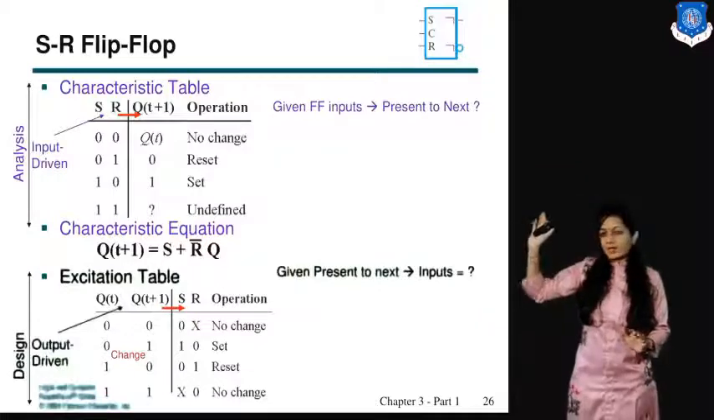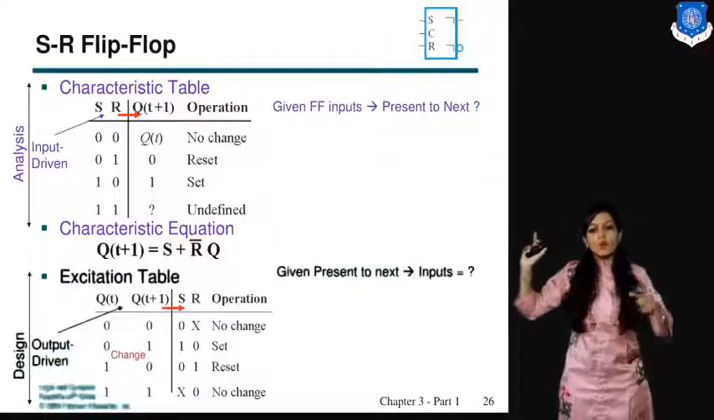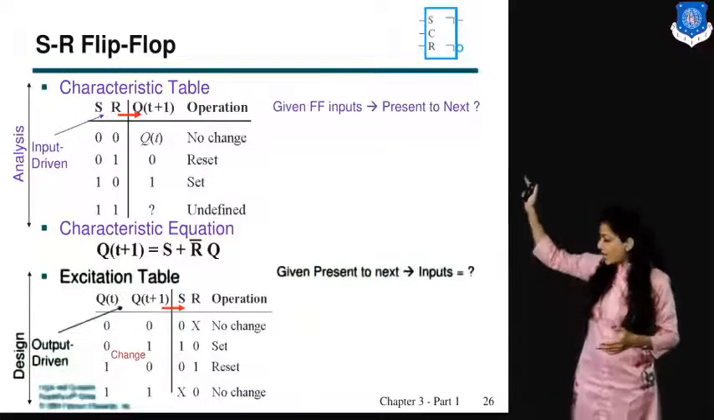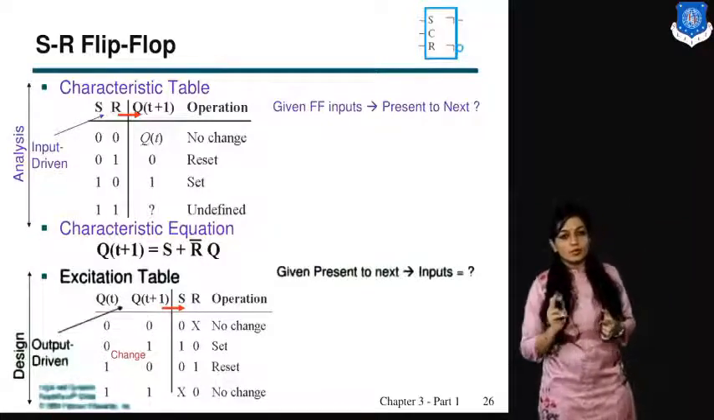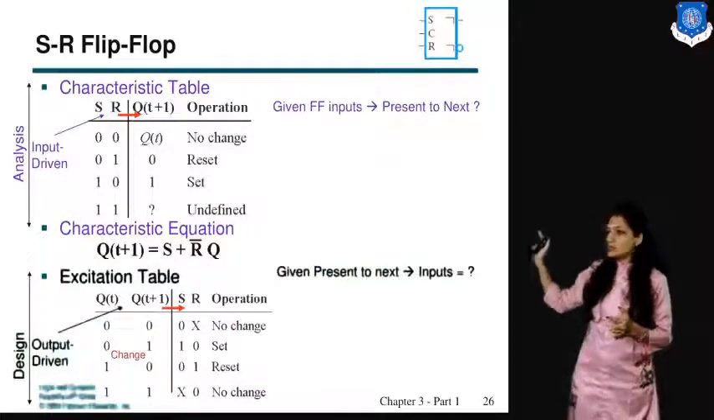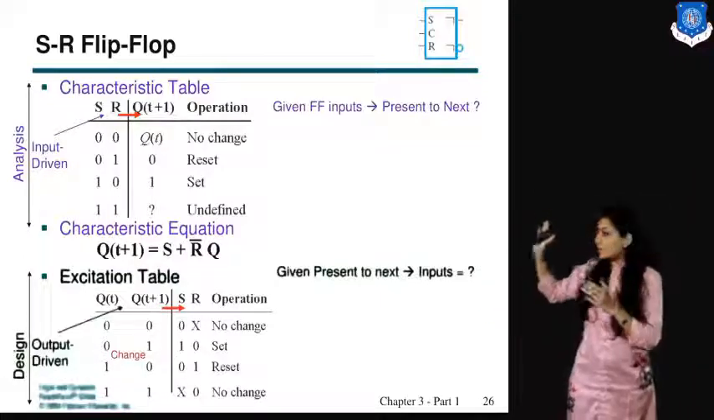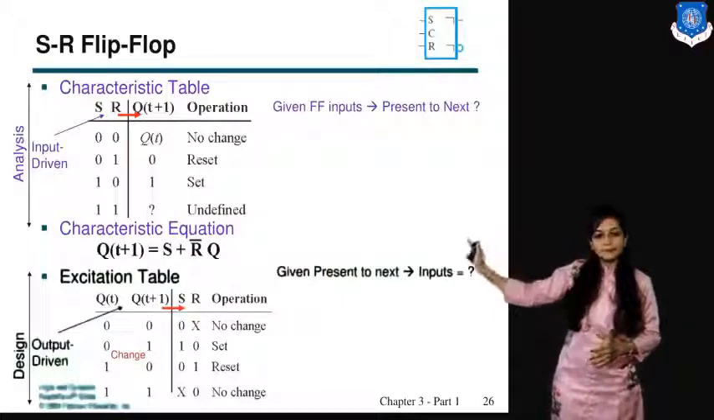Now consider that S and R are both 0, 0. We know that my next state won't change because it will hold its previous state. S equals 0, R equals 1: the flip-flop will be in the reset mode, so Q of t equals 0, my next state will be 0. This is reset. S equals 1, R equals 0 means the flip-flop will be set, output equals 1.